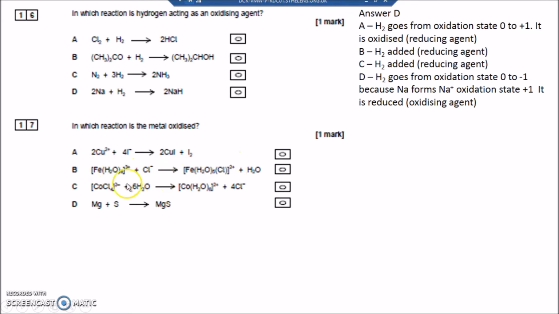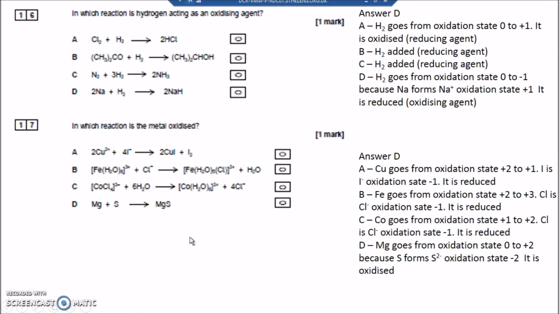That must be 3+ to leave 2+ left over. That's not been oxidized or reduced, the Fe. CoCl4, Cl's are always -1, and that's 2-, so the Co must be in +2, because +2 -4 leaves 2- left over. The cobalt's in +2 oxidation state. Water's a 0, 2+ left over. That's in 2+ oxidation state, so it must be D. Let's just check. S is in group 6, forms S2-. Mg is in group 2, forms Mg2+, gone from 0 up to +2. Yes, the answer is D. Mg has been oxidized.